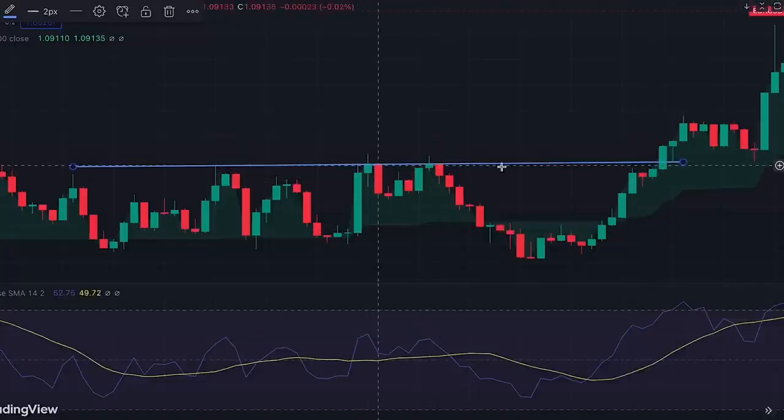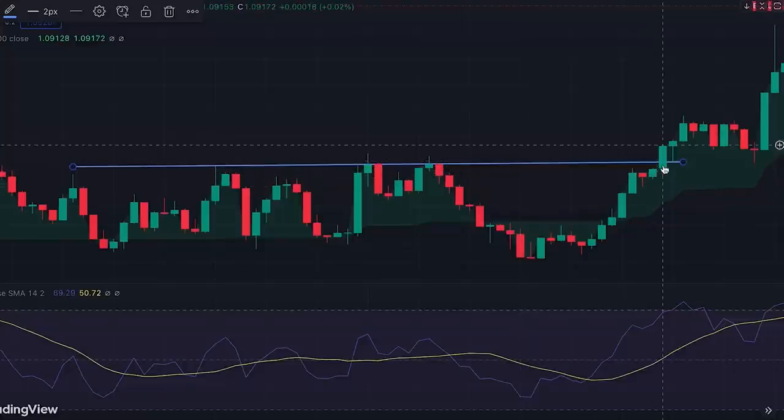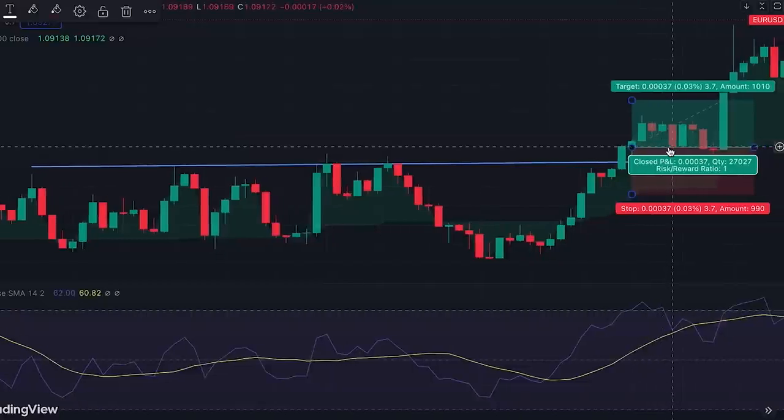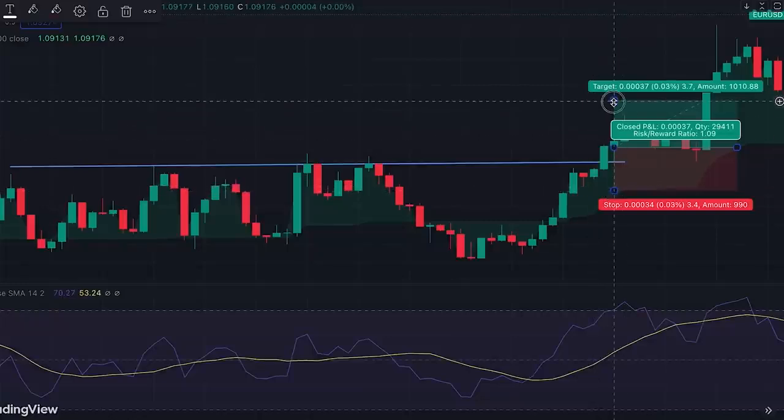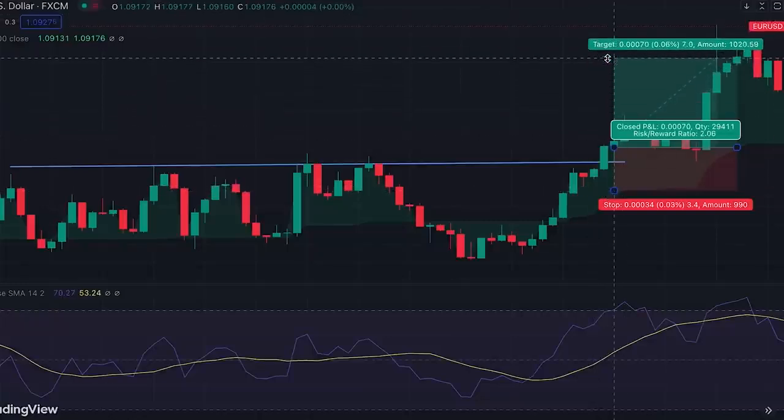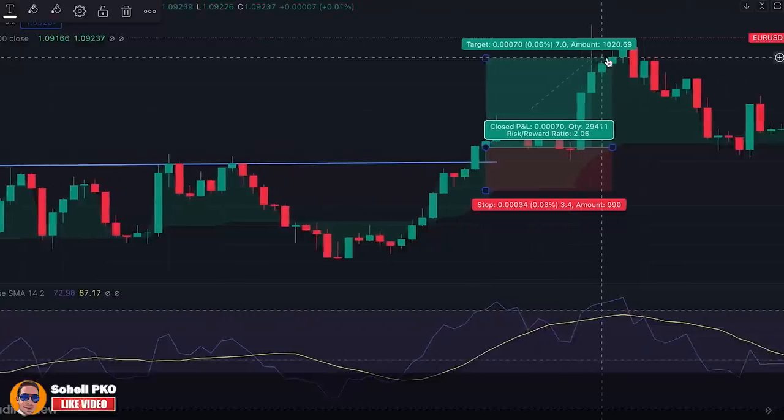And the safest option would be to wait until this resistance level is broken, so we can enter another long position here with the stop loss below this resistance level. For example, below the low of this red candle would be a good place, and the profit at 1.5 risk to reward ratio. And you can see that this is a successful trade.